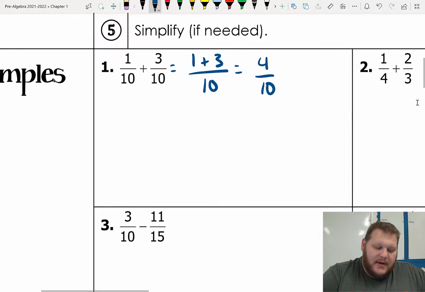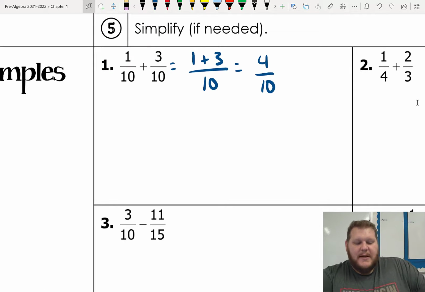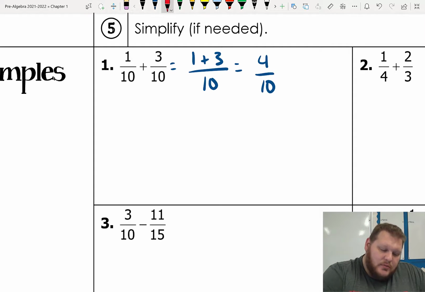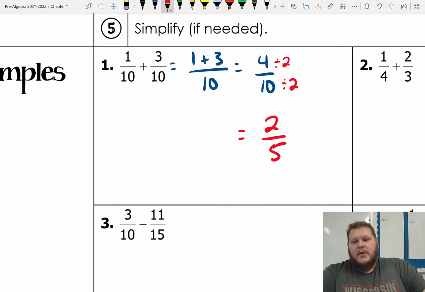So the last step, and you kind of see it peeking there at the top of the screen, step 5, is simplify as needed. This one does need to be simplified since both top and bottom are even numbers. I can divide top and bottom by 2. And my answer should be 2 over 5.